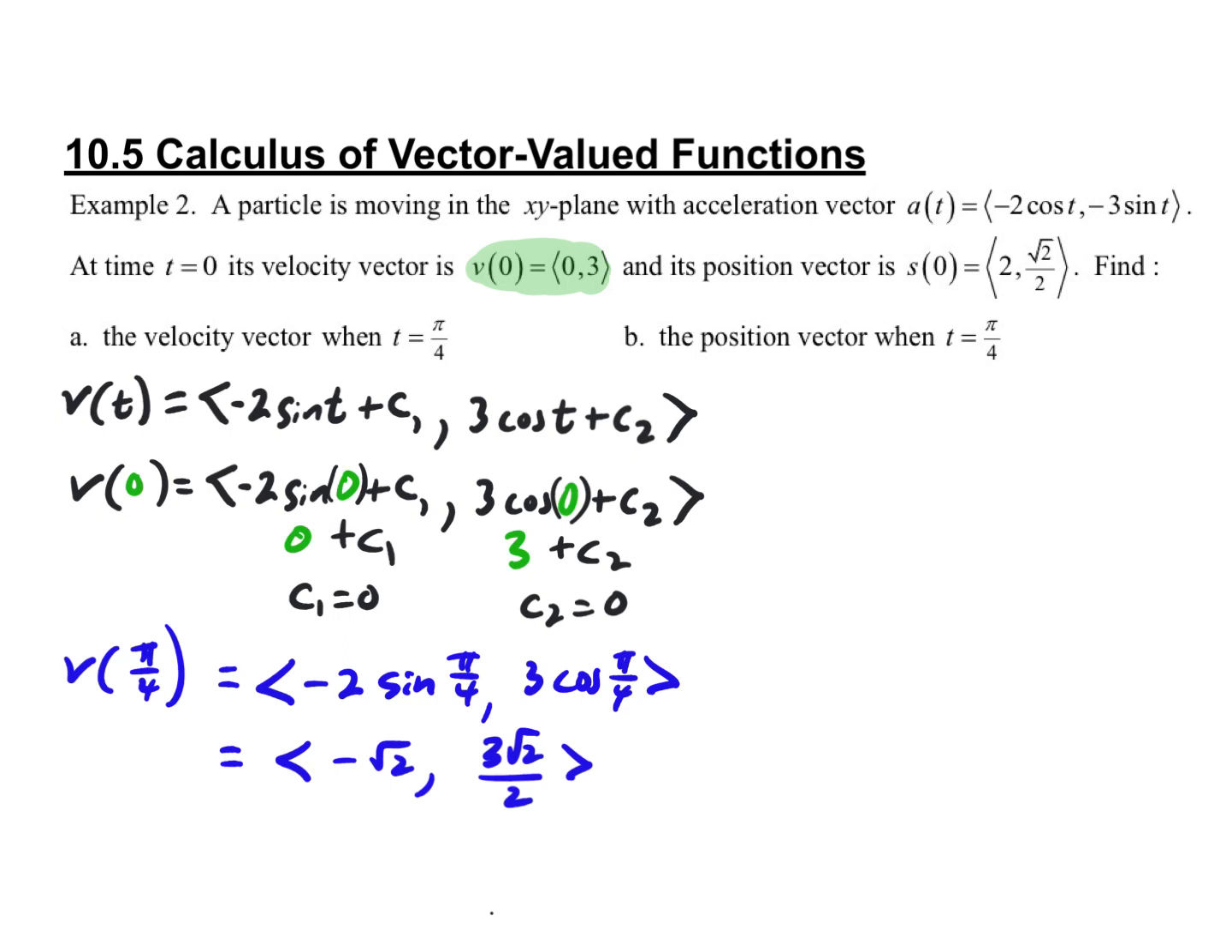Now, how are we going to come up with the position vector for part B? Take the integral of the velocity vector. Now we know that both of these are 0, so we're taking the integral of negative 2 sine t and cosine t. So now that we've gone through that first one, you guys try the second one on your own.